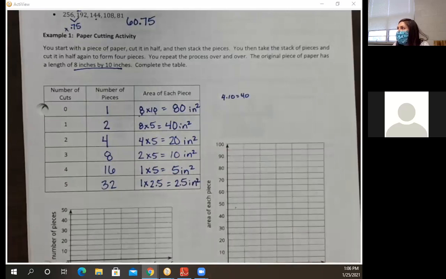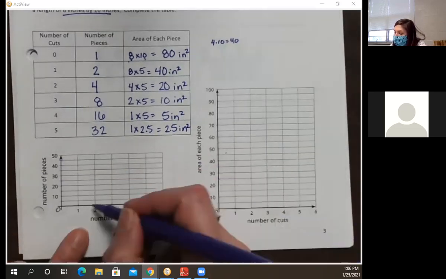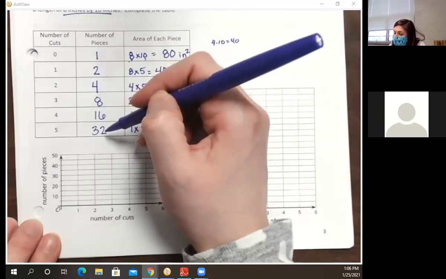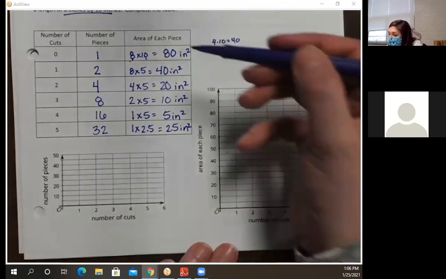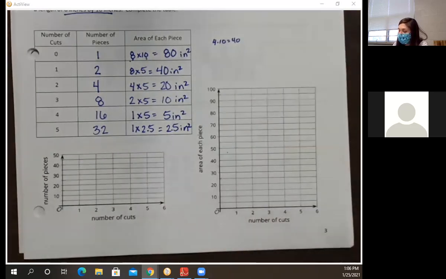I would like you now to take a look at the relationship that we've got for each of these different sort of categories of things that we kept track of. So I'd like you to make a scatter plot for me based on number of cuts versus the number of pieces of paper we ended up with, and then number of cuts versus the area of each piece. Okay. Quick scatter plot for each of those for me.